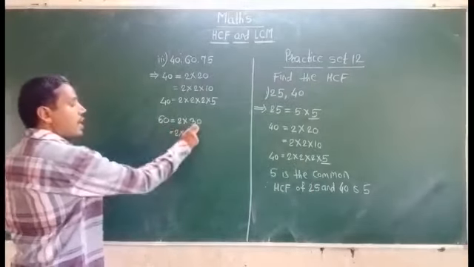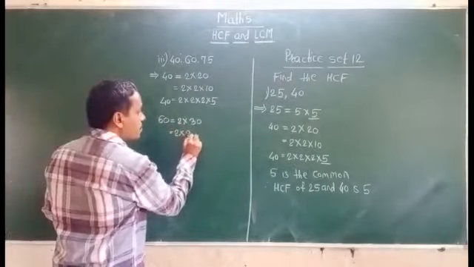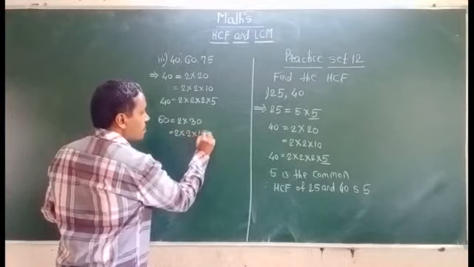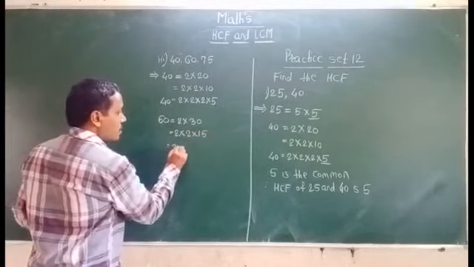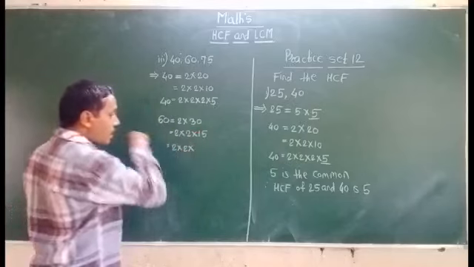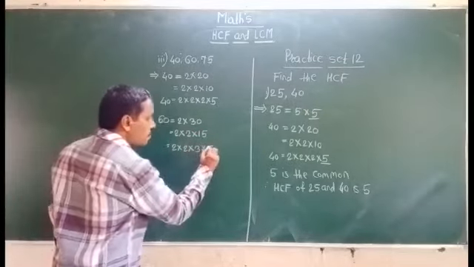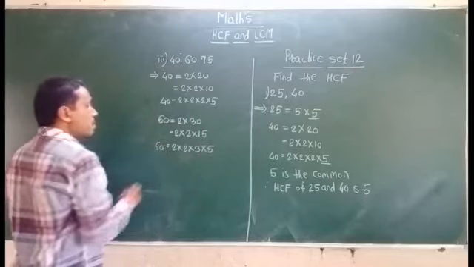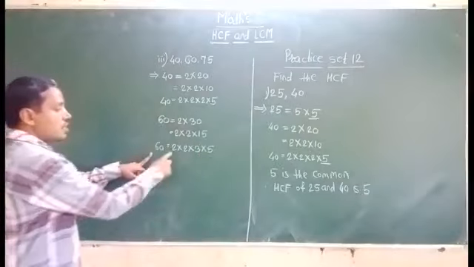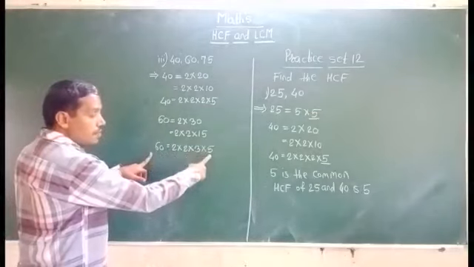That 30 is again divided by 2. We get the answer 15. That 15 is again divided by 3. We get the answer 5. So therefore, the prime factorization of 60 is 2 into 2 into 3 into 5.